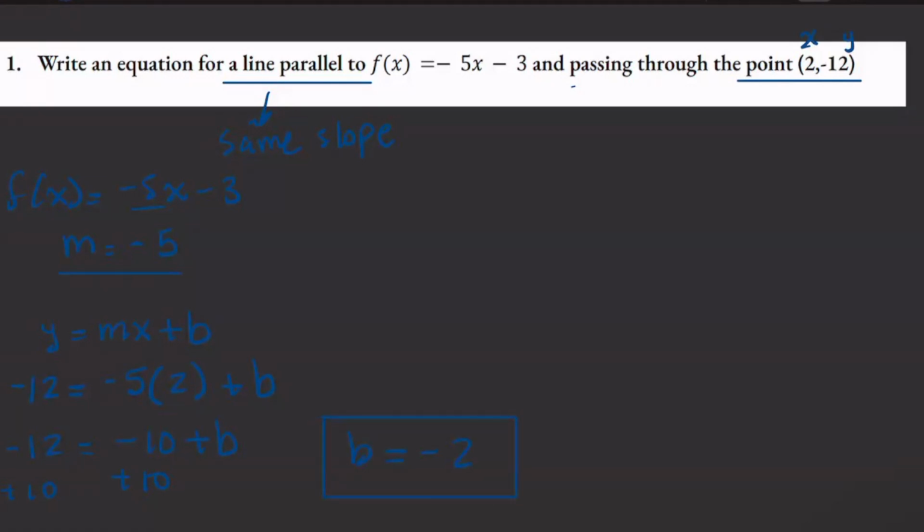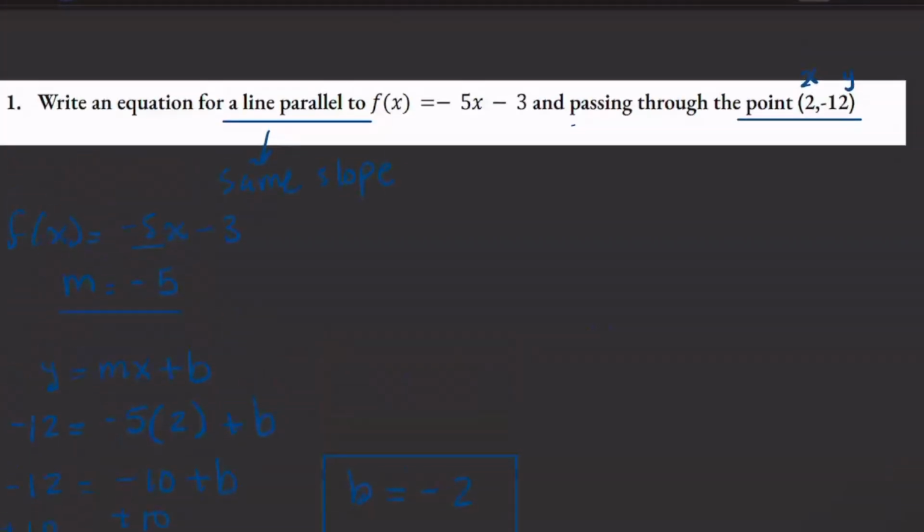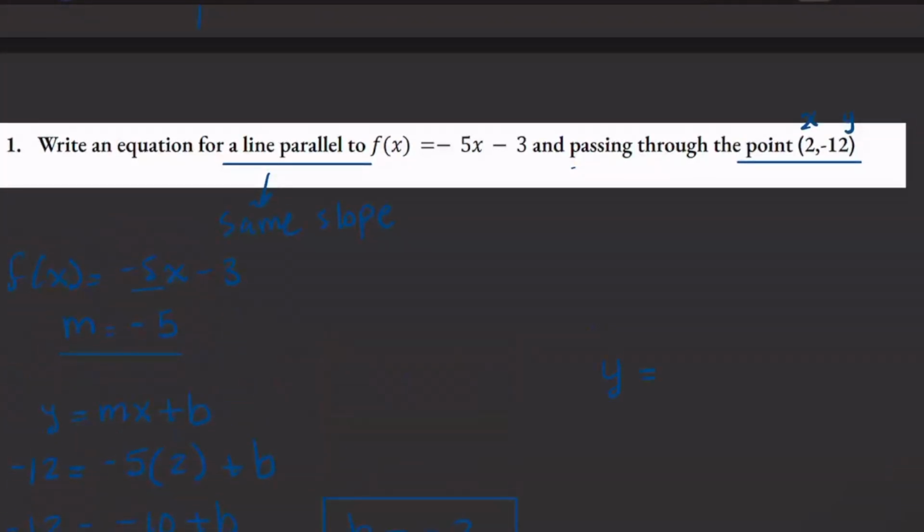And my final answer, it's asking me for an equation. So it's going to be y equals negative 5x minus 2. So these two lines are parallel to each other.